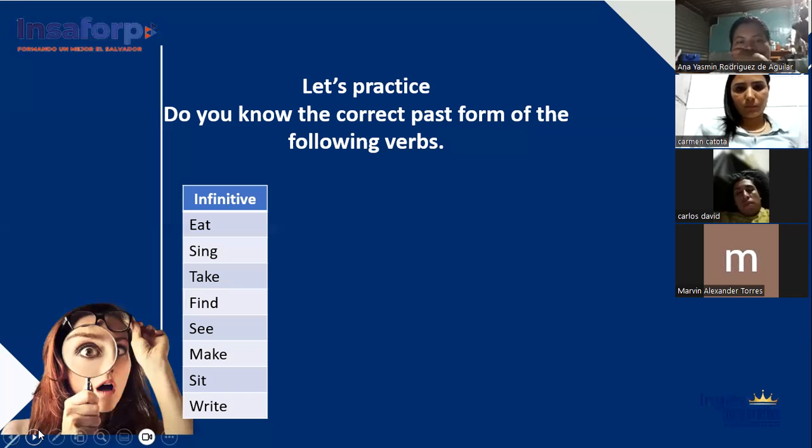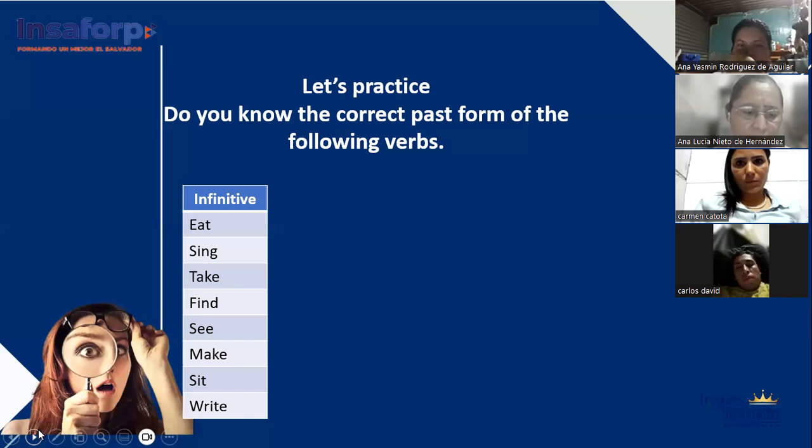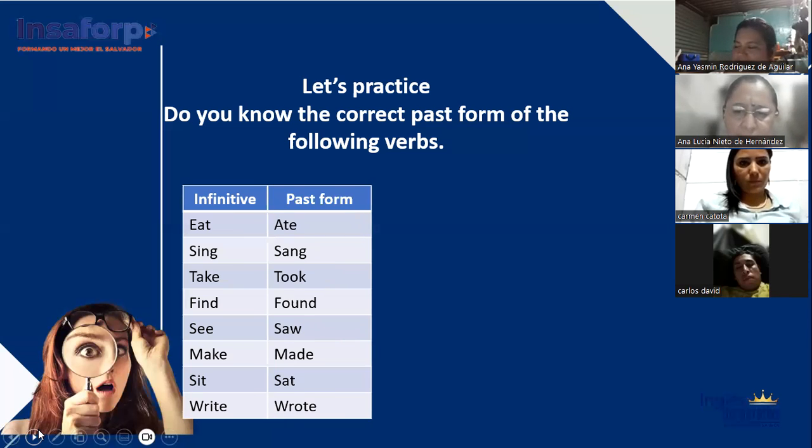Find. Found. Yes, found is the simple past. Then see. Saw. Yes. Make. Made. Made. Sit. Excellent. That is the simple past form of the verb sit. And write. Wrote. Okay, excellent. Now let's take a look at this. This is the past form of each verb: eat, ate; think, thought; take, took; find, found; see, saw; make, made; sit, sat; write, wrote.